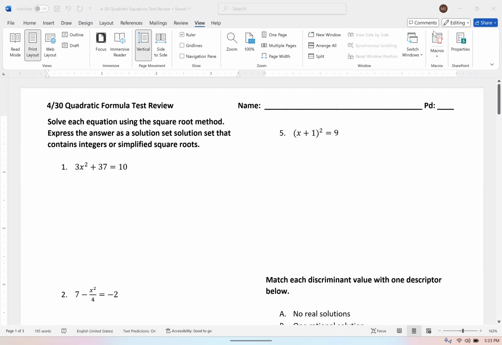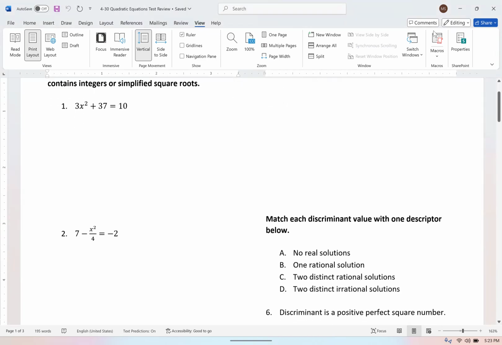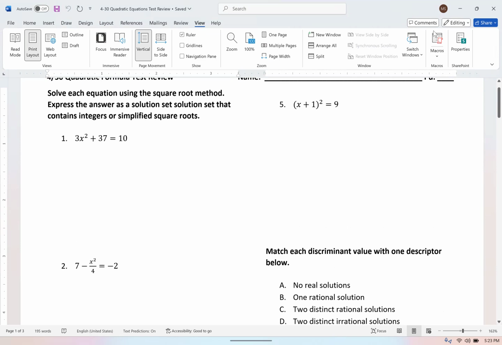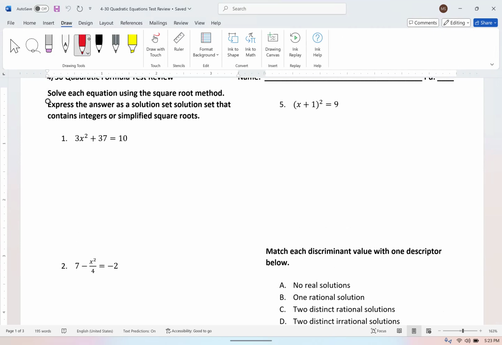All right, we're going to go ahead and go over the review for the quadratic formula test that's coming up. The first thing we're going to be asking is to solve using the square root method, which is not the same thing as the quadratic formula, although you could use the quadratic formula on these problems, but I would not recommend using that when you have an equation that only has an x squared term and does not have an x term.